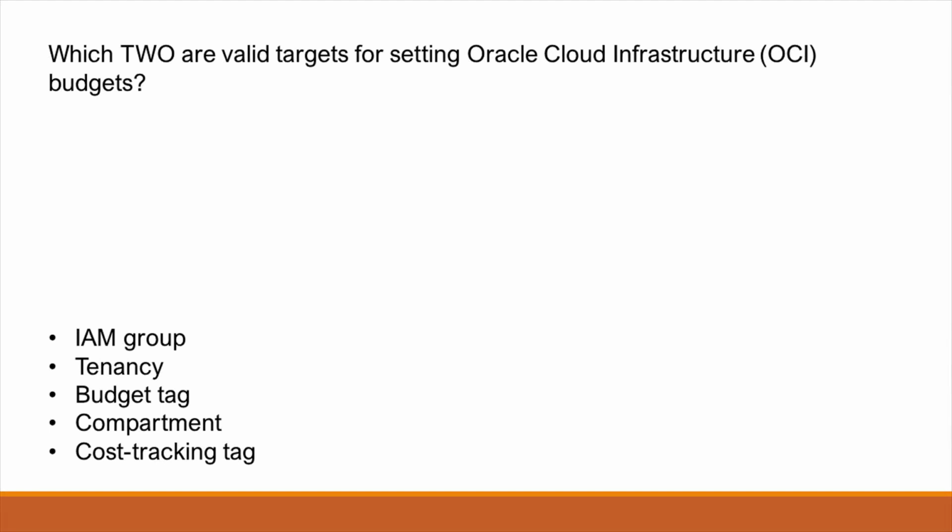Let's talk about this question. Which 2 are valid targets for setting Oracle Cloud Infrastructure, OCI, budgets? Options we have for this question are, IAM group, tenancy, budget tag, compartment, cost tracking tag. Correct answer for this question are option 4, compartment, and option 5, cost tracking tag, because these options we can use to set up budgets.